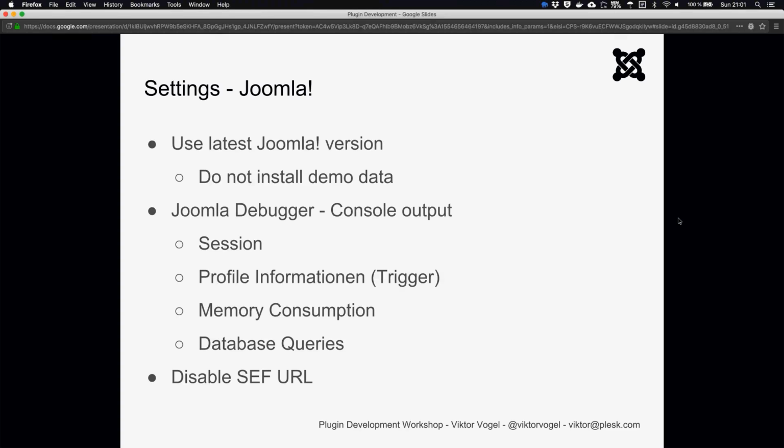And of course, disable search engine-friendly URLs. Not of course, but you should do it, because then you see the parameters directly in the URL. Like option is content, view is article, so it helps you to find things easier if you see the parameters that were created and used in the call, in the request.